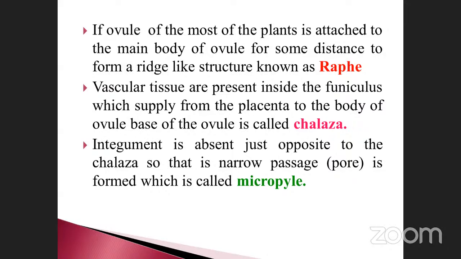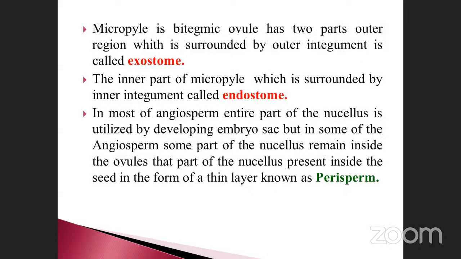How are ovules classified? How many types of ovule are present? The basic things are the micropyle, the chalaza, and also the integument. See the next one. If two integuments are present, the ovule is called bitegmic. The ovule has two parts: the outer region surrounded by the outer integument is called the exostome. The outer integument opening is called the exostome. Endostome means the inner side, so the inner integument opening is called the endostome.